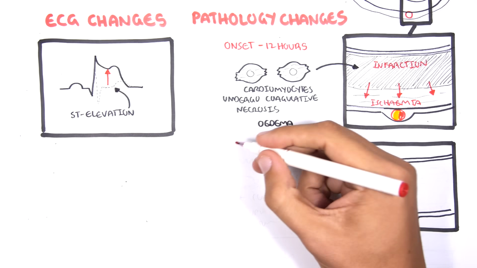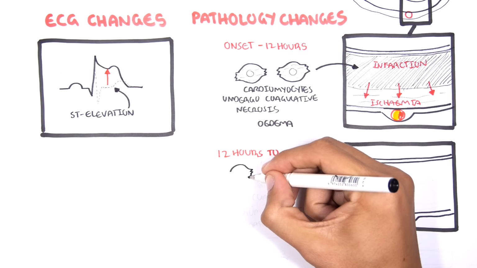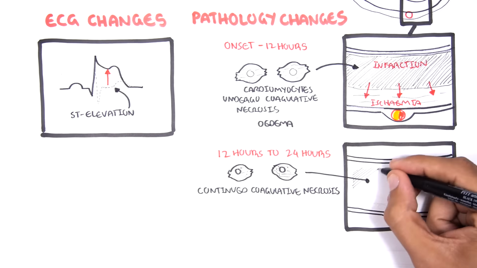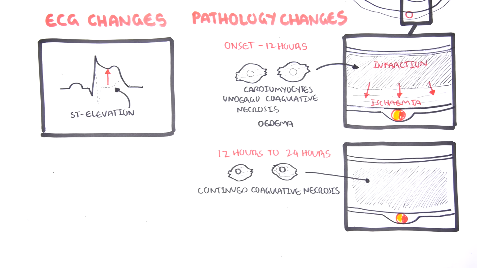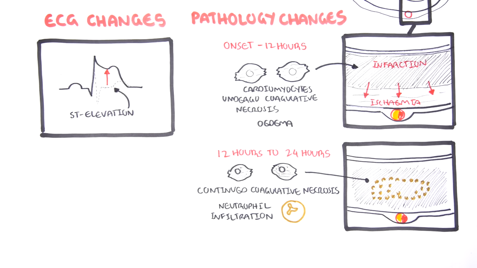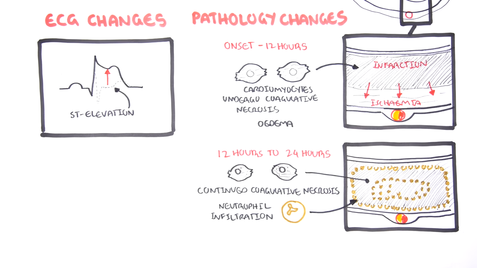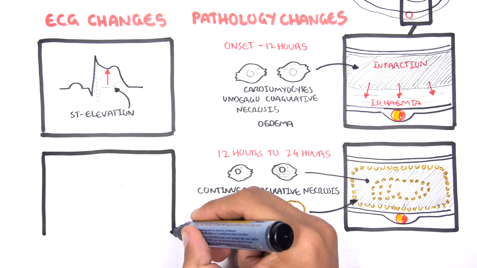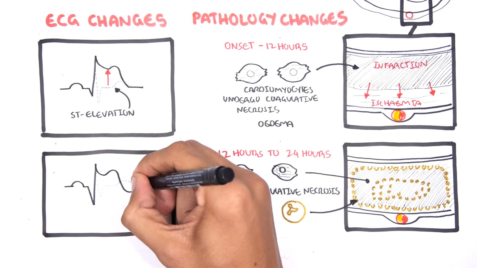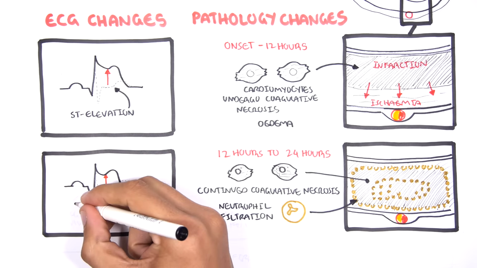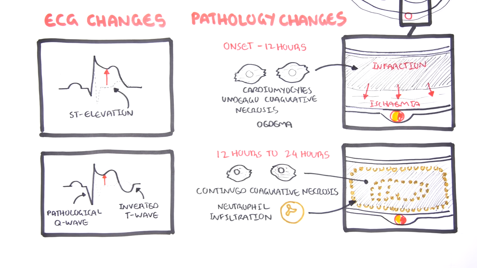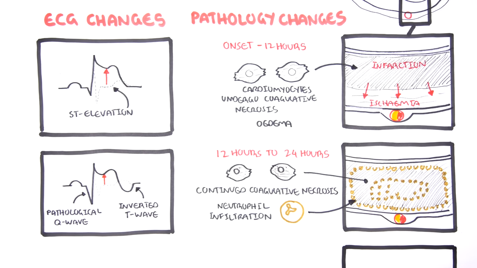About 12 to 24 hours after a STEMI, you have continued coagulative necrosis, and a transmural infarction has already occurred. You begin seeing neutrophils, which are innate immune cells, infiltrating the area. The heart tissue is a site of inflammation and damage. ECG changes during this time still present with an ST segment elevation, which may already form a pathological Q wave as well, plus minus inverted T wave.